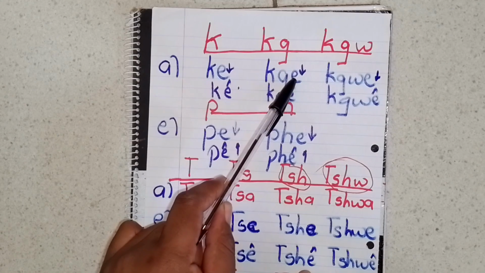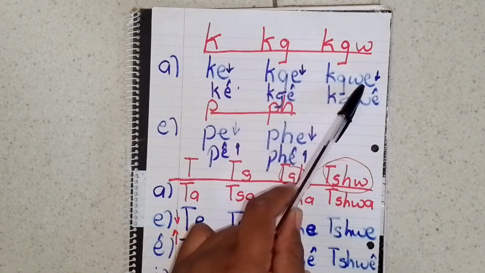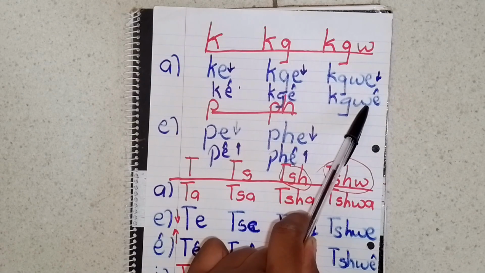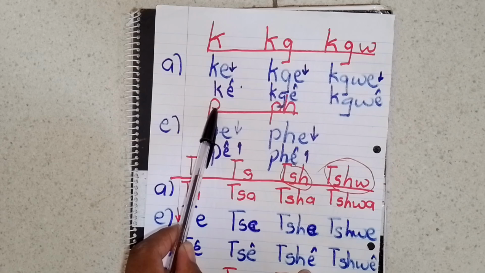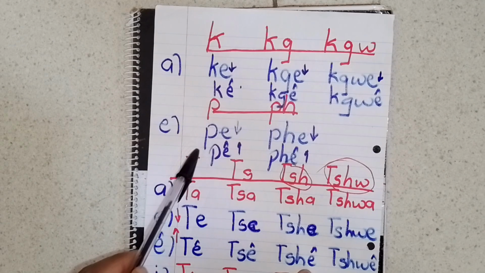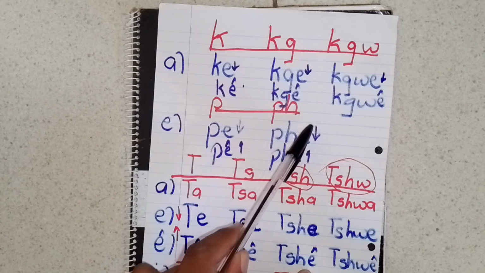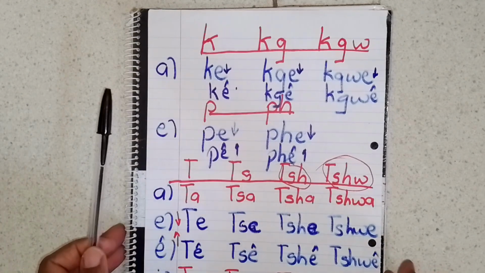Kge, kgwe, phi le p. Pe, phe. E mentsi medumo.